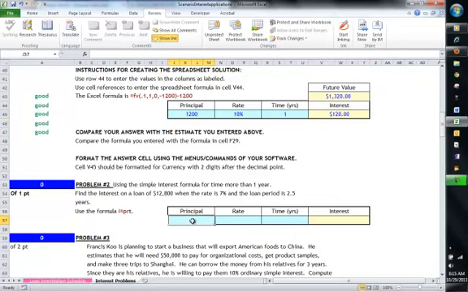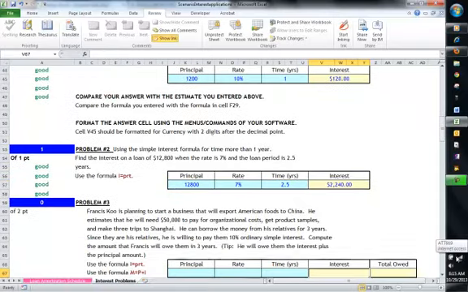Alright, so now the interest on a $12,800 loan at 7% for 2.5 years. So our interest is principal times rate times time, and we get $2,240.